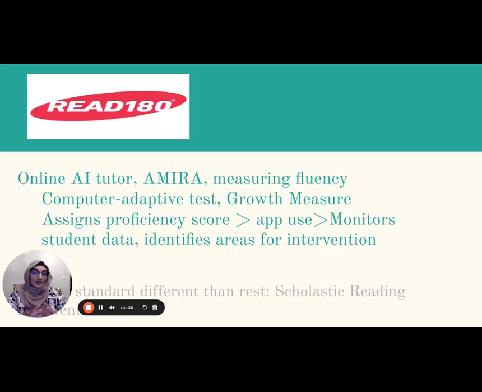Read 180 is an online tutor, and it uses an AI tool named AMIRA, which measures fluency. It assigns a computer adaptive test called the growth measure, and it assigns instantaneously a proficiency score. And the exceptional use of this application would be to use the app, the software. It will monitor the student's data and identify areas of intervention. However, in research, it could be used to populate data of proficiency scores on large numbers of sample populations. They do use their own scoring standards called Scholastic Rating Intervention.